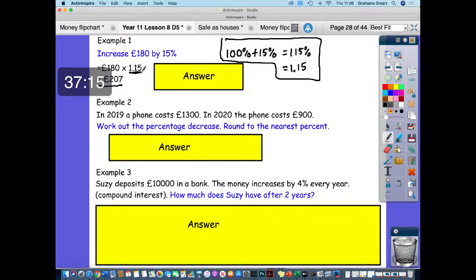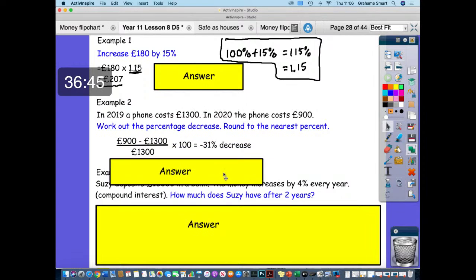So in 2019, a phone costs £1,300. In 2020, the phone costs £900. Work out the percentage decrease, and I've said round to the nearest percent. So here I'm thinking about how much the price has gone down by. Well, to work that out, I would do 900 take away 1,300. It's gone down by 400. So I'm going to get a negative here, which is kind of what you expect to happen.